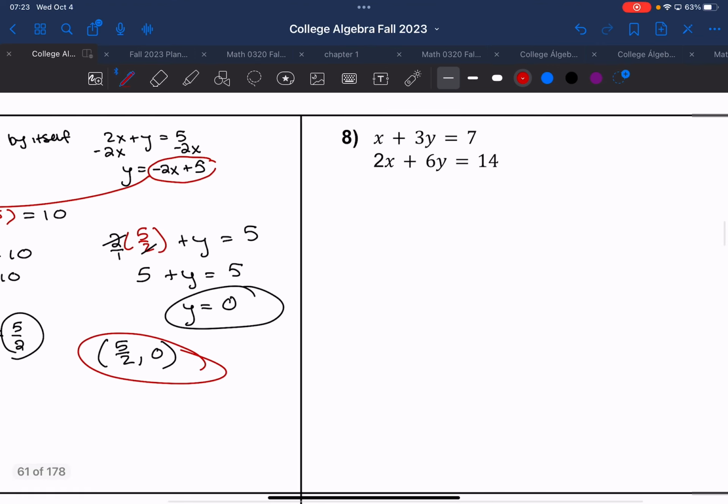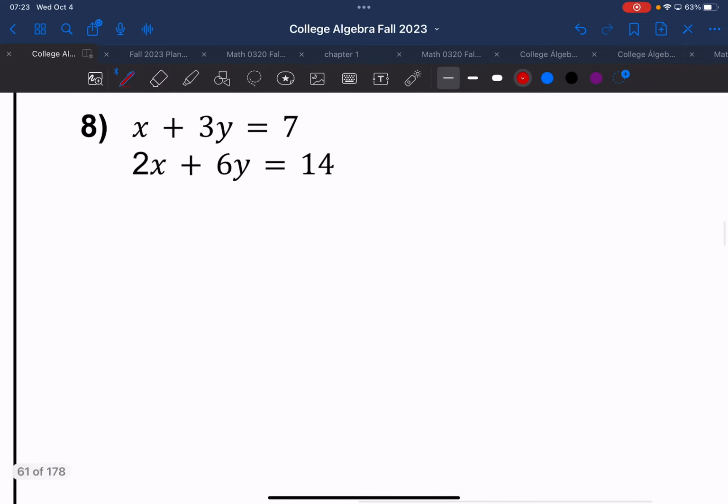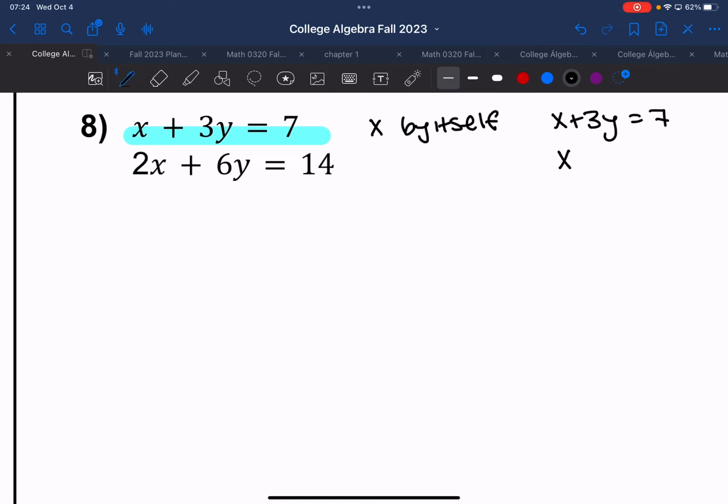Okay. And then number 8 is going to be the last one we do for substitution. And then we're going to move on to the concept of elimination. So looking at both of these equations, which equation looks easiest to use? The top one. And for what variable? X. So x by itself. So we have x plus 3y equals 7. So what's the only thing we need to do here? Good. Subtract 3y, so we get x is equal to negative 3y plus 7.